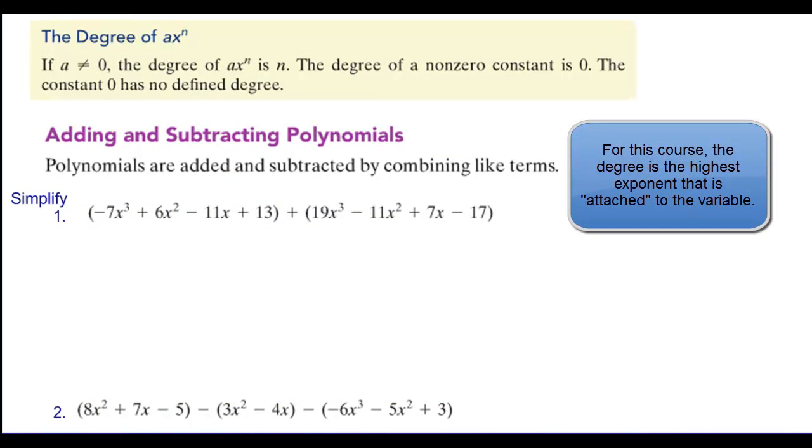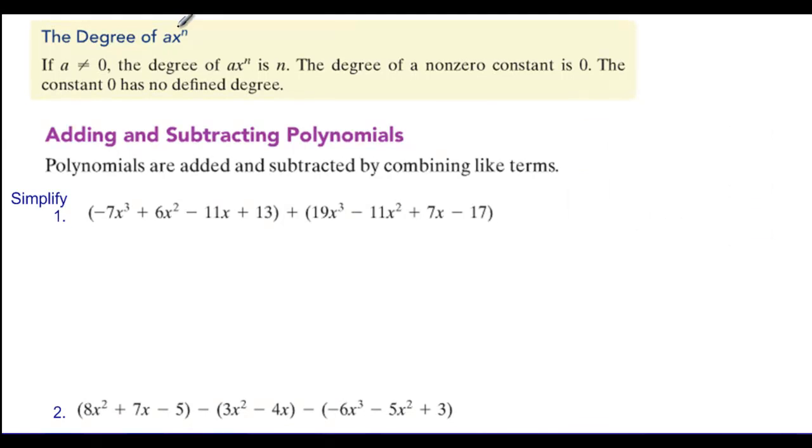So for the degree of a times x to the n, it is letting us know that if we have x to the n, for us to use n for that degree, a cannot be 0. So a is going to be some real number.